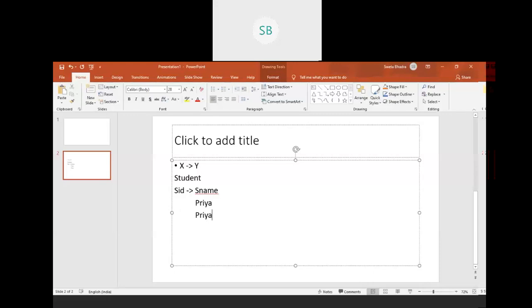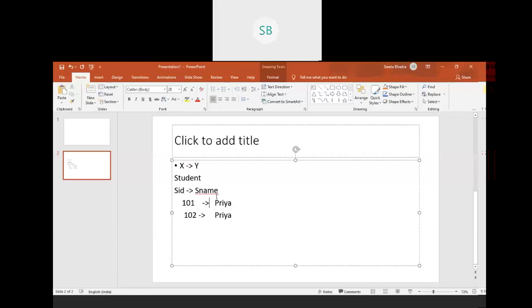Student ID. Yes, roll number, student ID, the same thing. So here suppose we have used 101, and here we are using 102. By looking at the SID, we can tell that this Priya is a different person from that Priya. This is how it functions. That means this student ID uniquely determines S name.